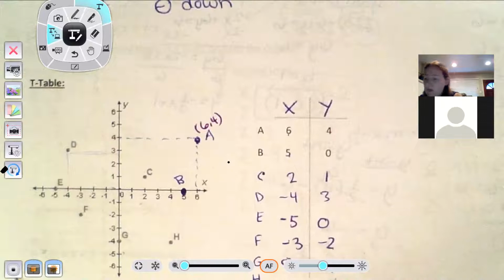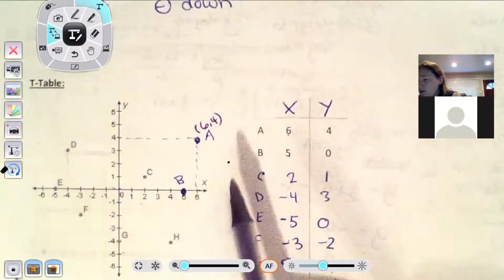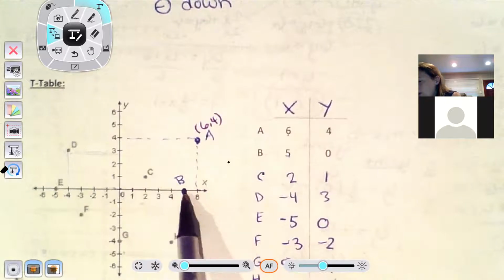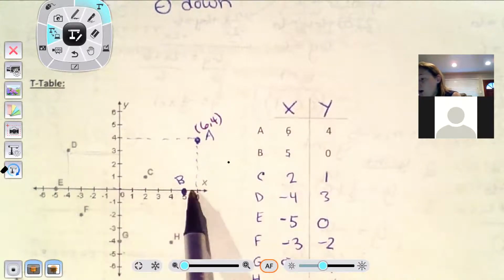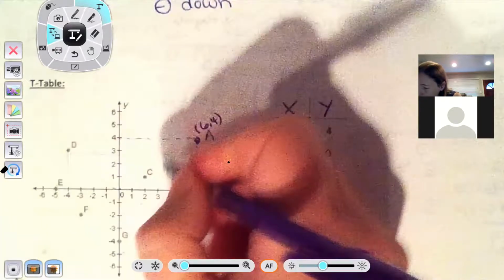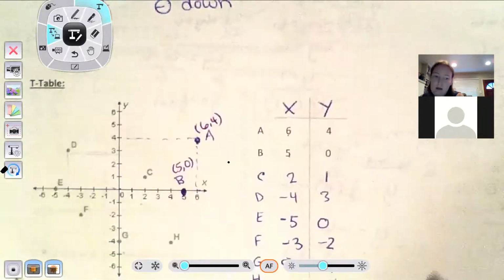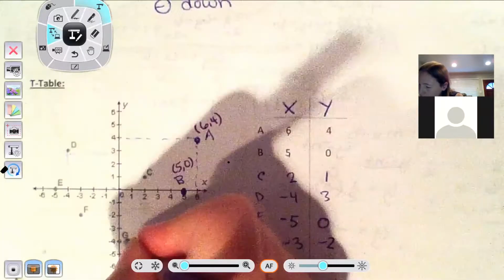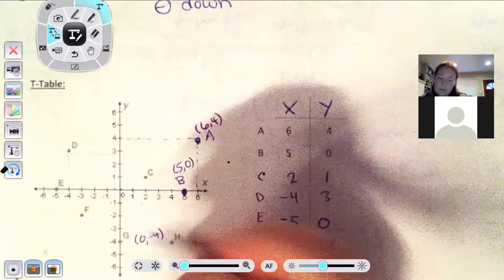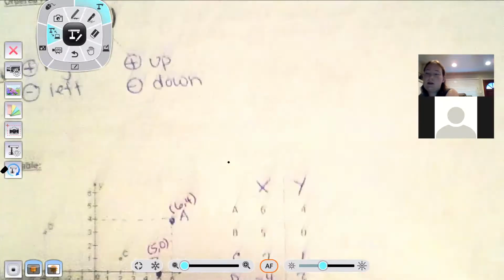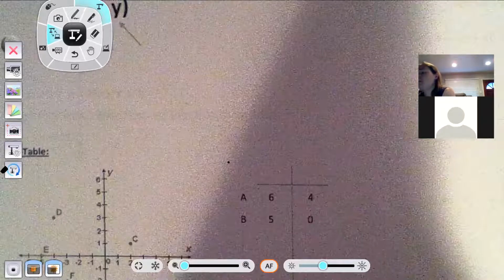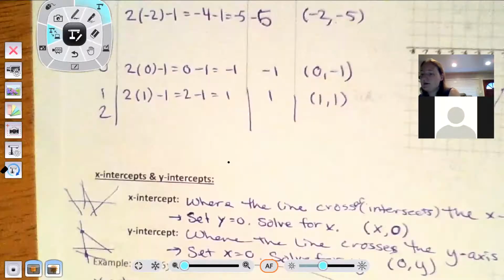So the thing to be cautious of is the ones with zeros. Sometimes people get that backwards. So like B here is 5 over, 0 up. So it's 5, 0. Versus G here is 0, -4. So that should be a review from Math 46 or Math 60 Algebra 1 class.